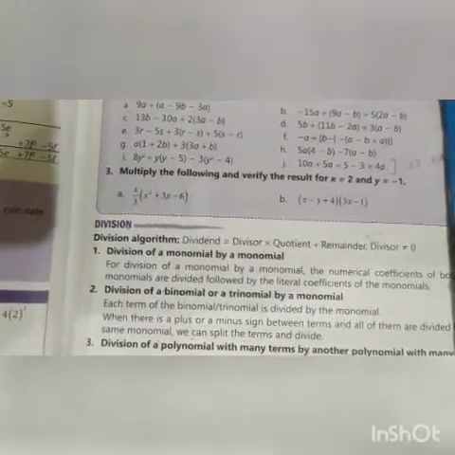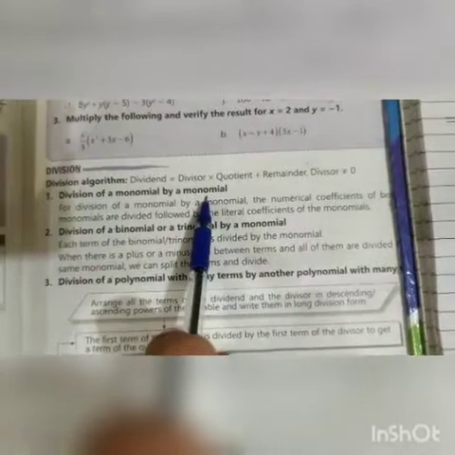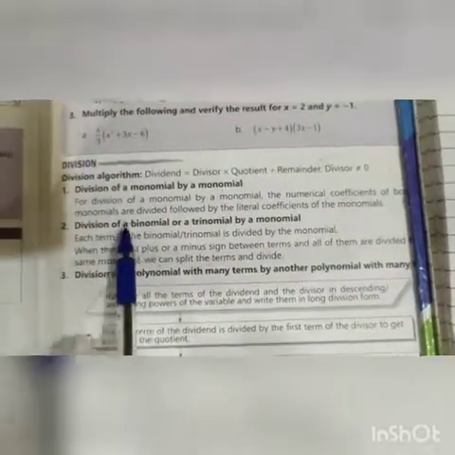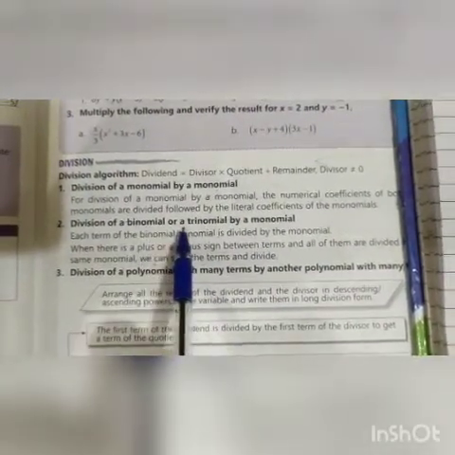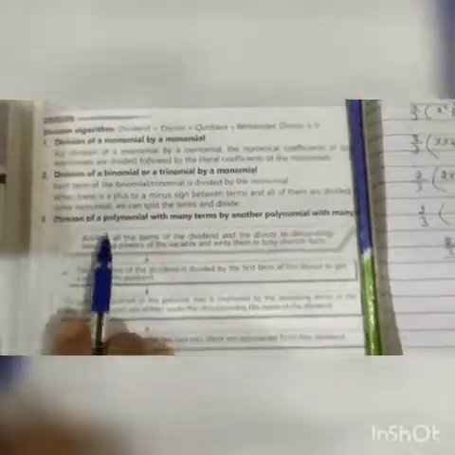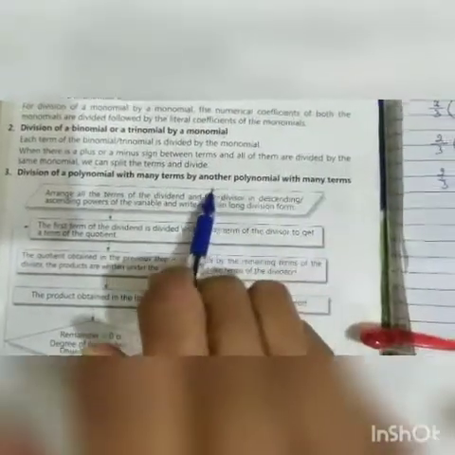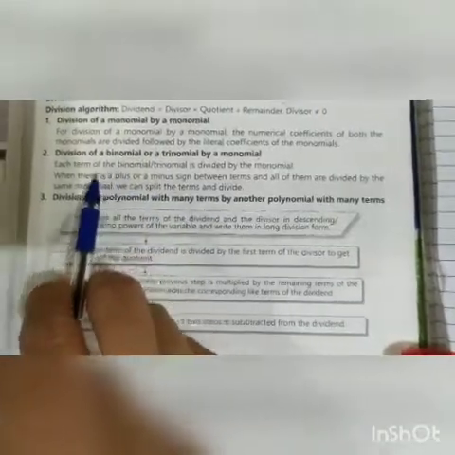There are three types of division in this exercise. First is division of a monomial by a monomial. Second category is division of a binomial or a trinomial by a monomial. And third is division of a polynomial with many terms by another polynomial with many terms. So in the first question there are the first two categories. Let us start.